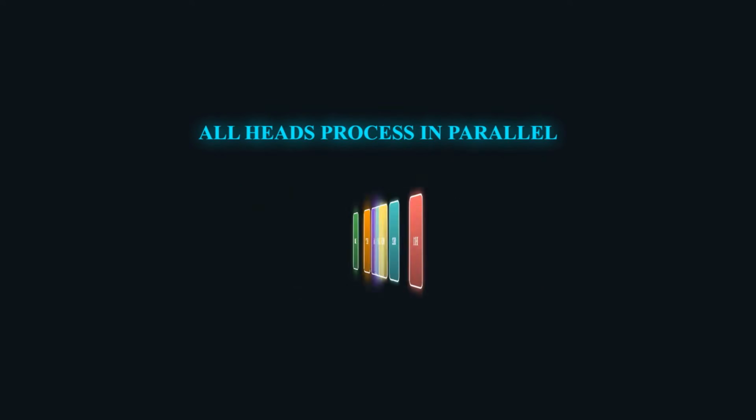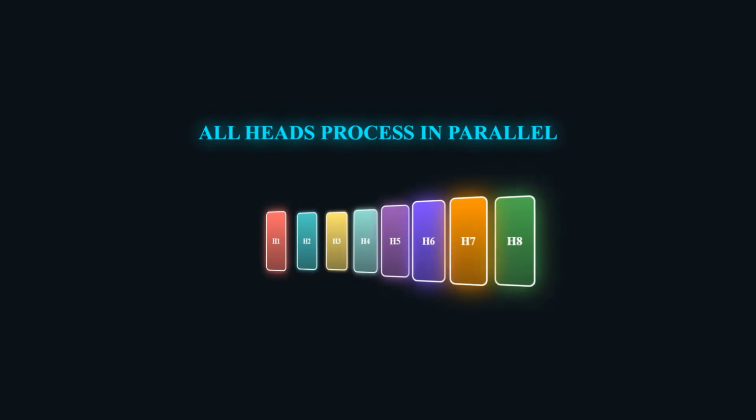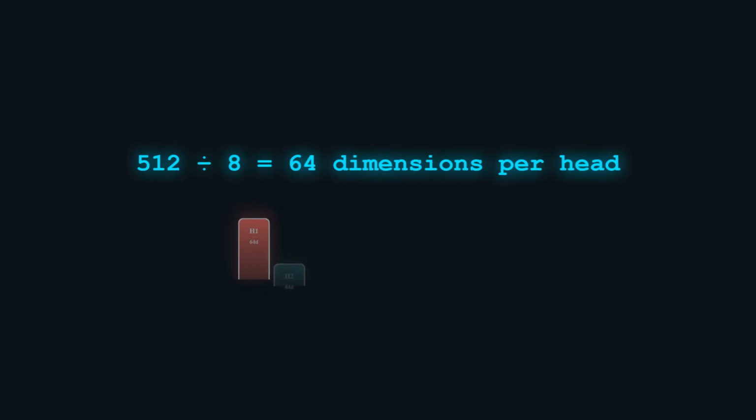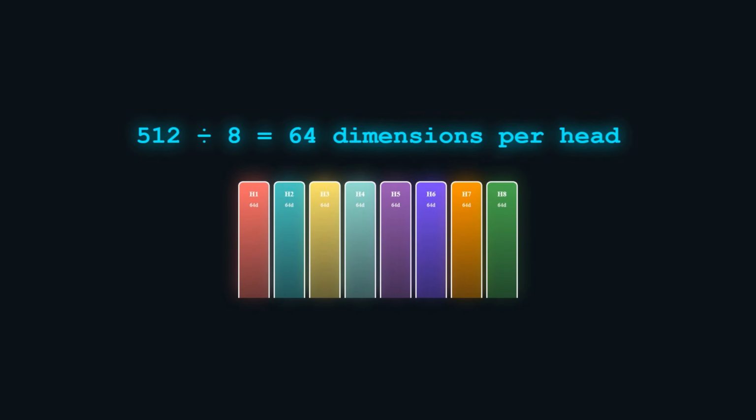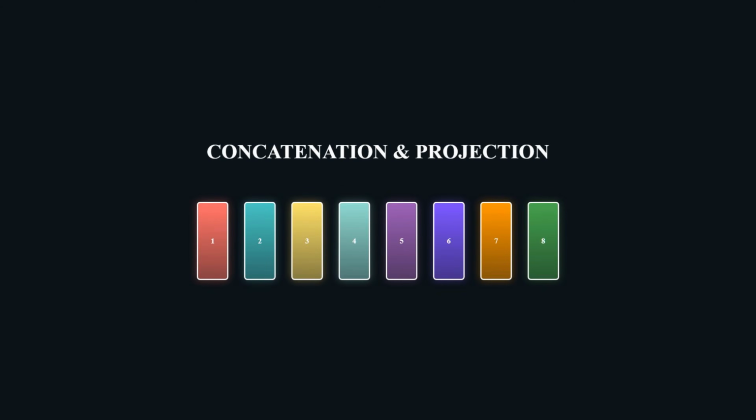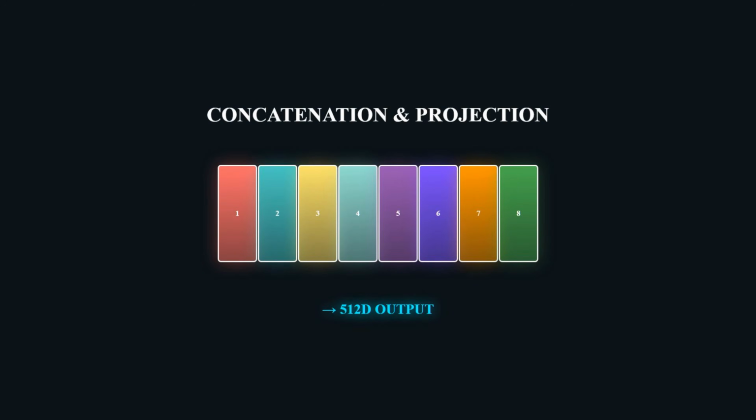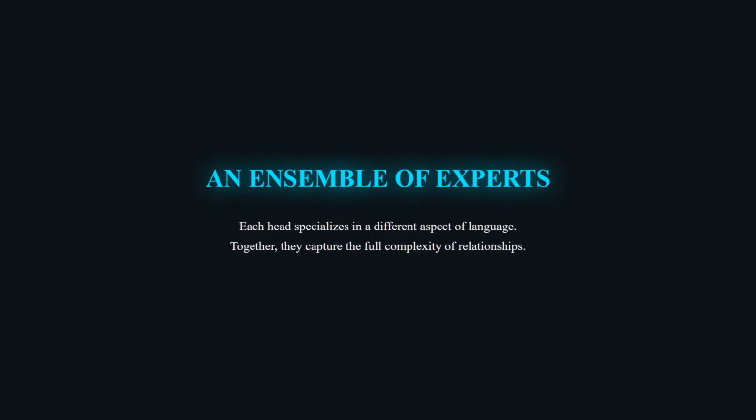Here's the computational trick. All heads process in parallel. We split our embedding dimension across heads, not duplicate it. With dimension 512 and 8 heads, each head works with 64 dimensions. After all heads compute their attention, we concatenate the results. Then, one final linear transformation mixes information across heads. Think of it as an ensemble of experts, each with a different specialty. Together, they capture the full complexity of language relationships.